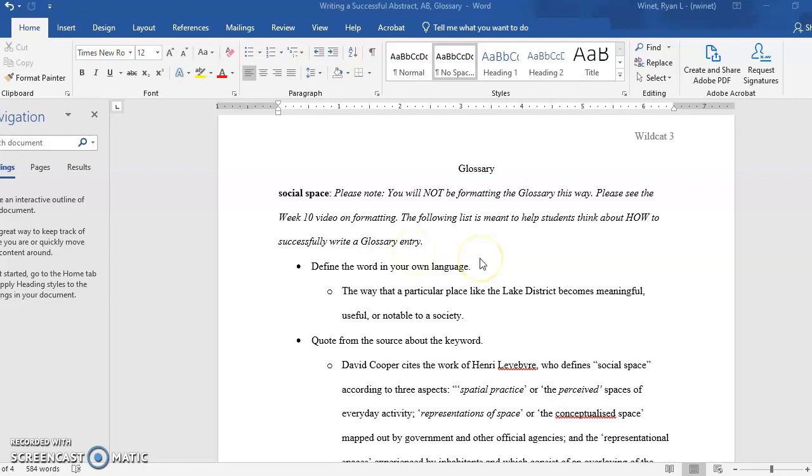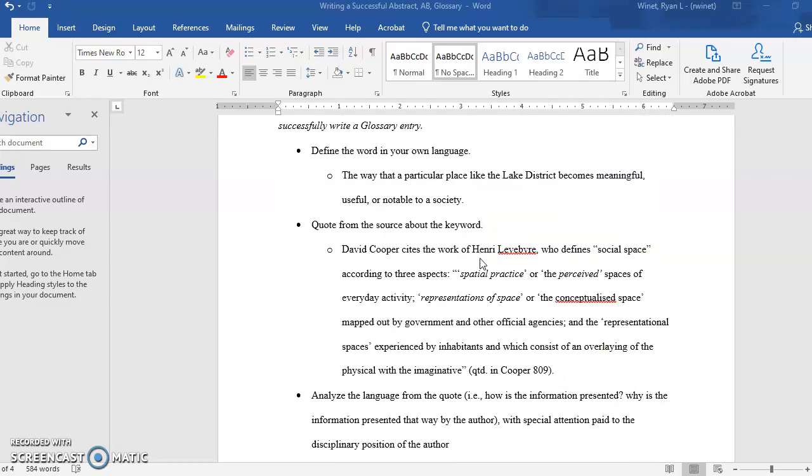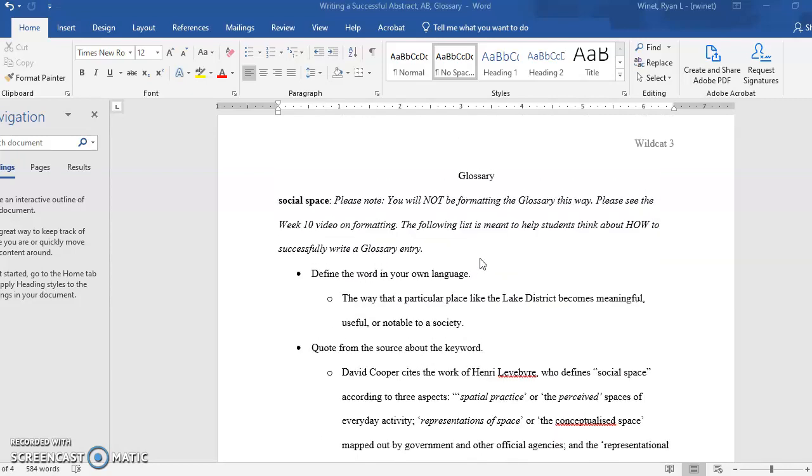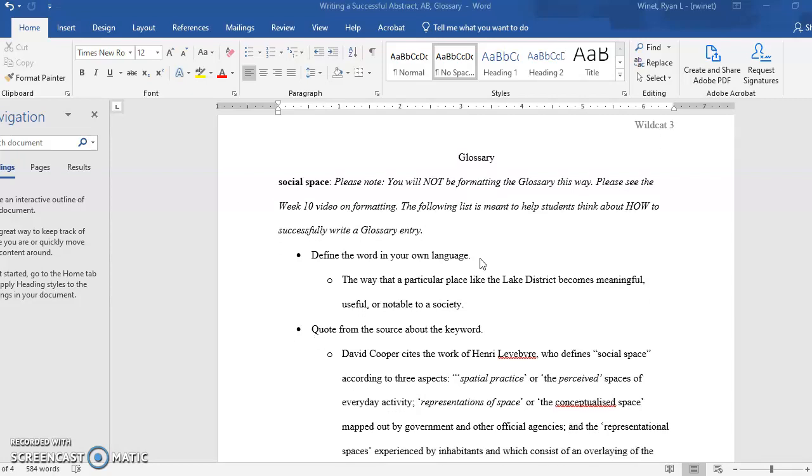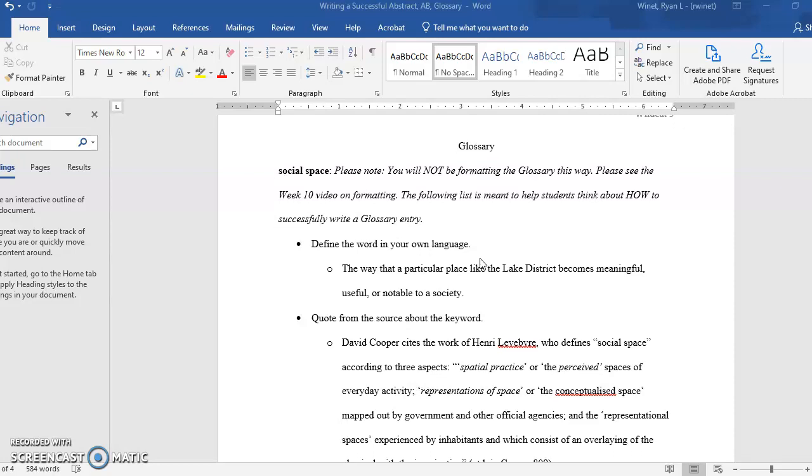You will not be writing glossaries with bullets. These bullets are meant to help you think about how to write a glossary, but you will of course be using unbolded, unbulleted paragraph blocks in the rough draft and final draft of the expose assignment.